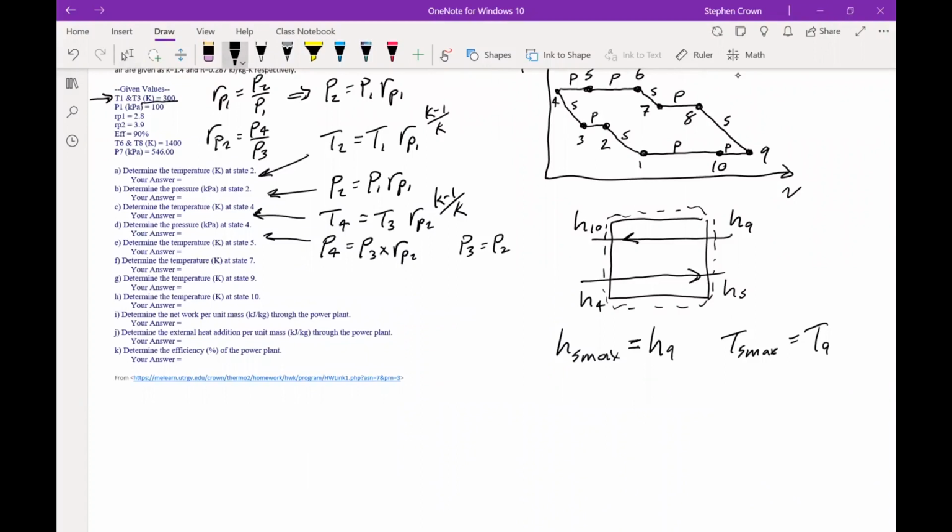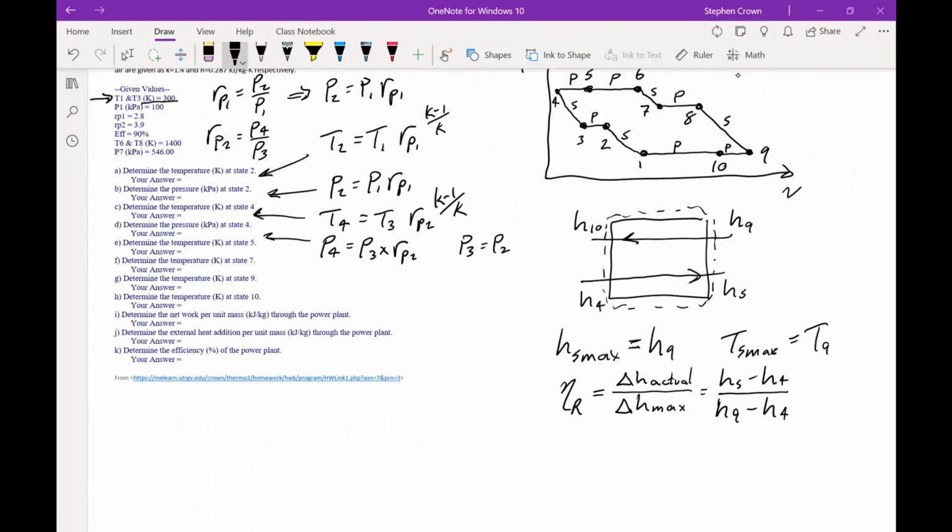So if we want to set up an efficiency, we'll call it the regenerator effectiveness. I'll put an efficiency symbol, eta, and then R for the regenerator, equals the actual enthalpy change over delta H max. The actual would be H5 minus H4. And the maximum is H5 max, which is H9 minus H4.